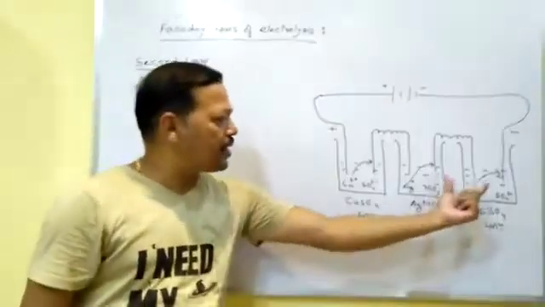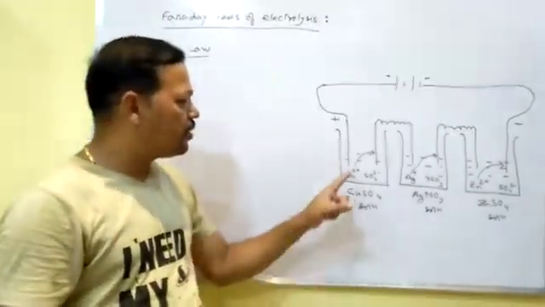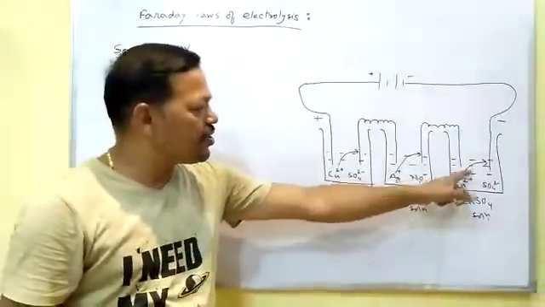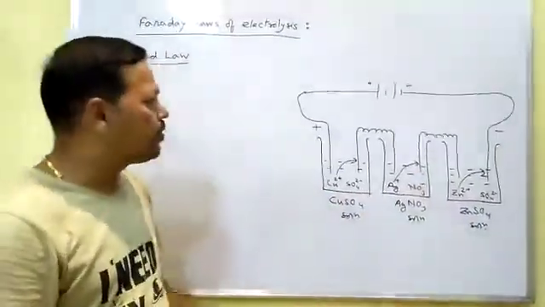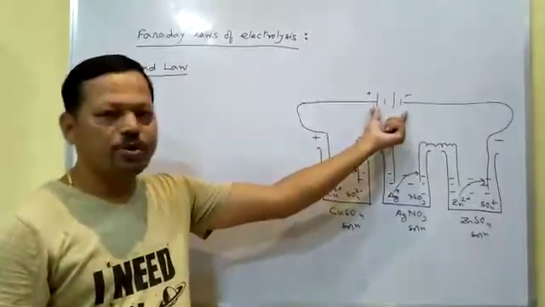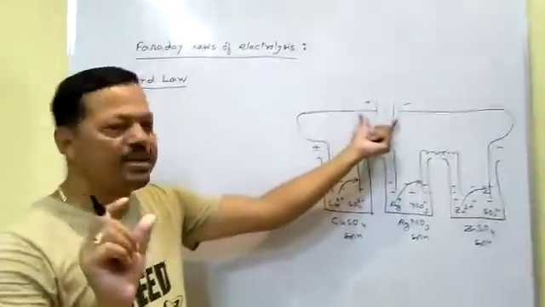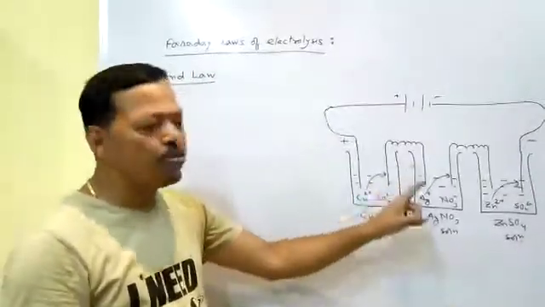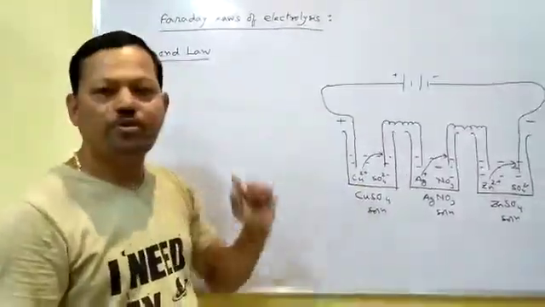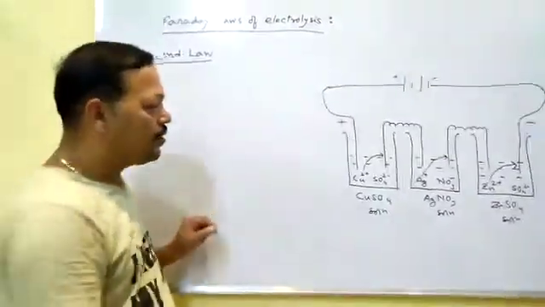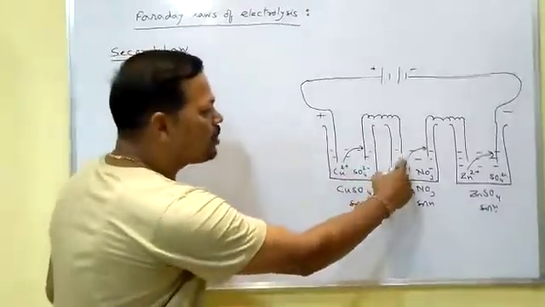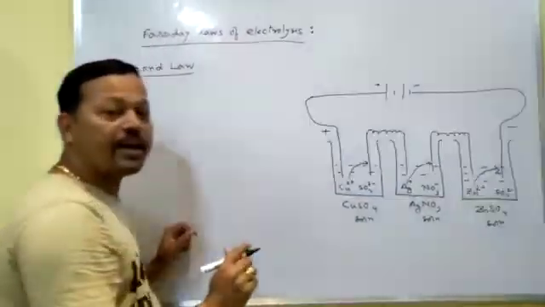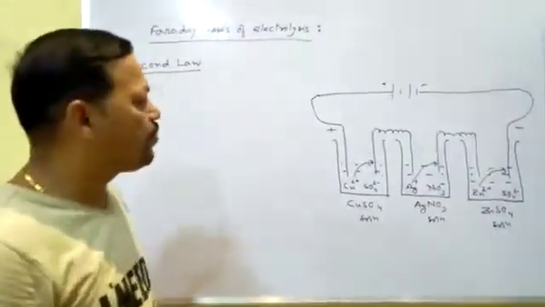Three solutions are taken in three different containers: copper sulfate, silver nitrate solution, and this container contains zinc sulfate solution. And a battery, we use this one. Since a single battery is used for all these three solutions, all the solutions will get the same amount of electricity. And this container is connected with this one like this, and this is called connected in series.